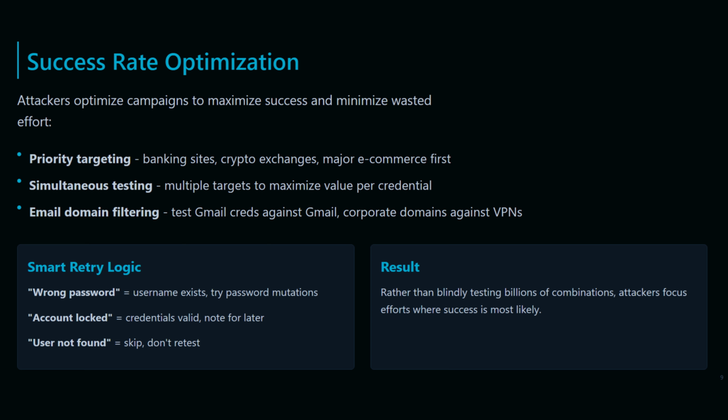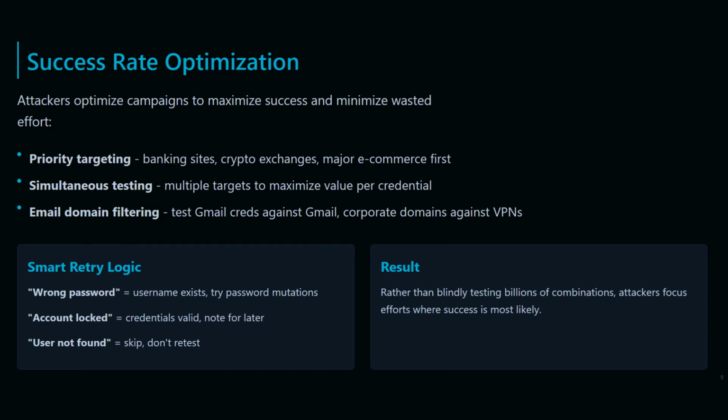Attackers perform success rate optimization, prioritizing testing credentials against high-value targets first: banking sites, cryptocurrency exchanges, major e-commerce platforms. They test credentials against multiple targets simultaneously to maximize the value extracted from each valid credential. They use email domain filtering to test credentials only against relevant sites, like testing Gmail credentials against Gmail and corporate email domains against VPNs and corporate resources. They implement smart retry logic, distinguishing between different failure types. A wrong password error might indicate the username exists, but the password is wrong, prompting password mutation attempts.